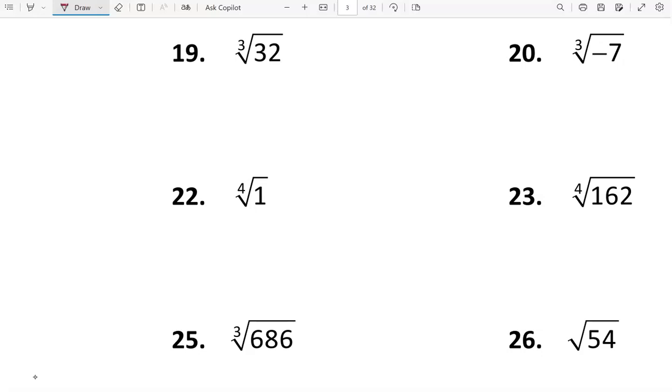In number 19, we have the cube root of 32. We are looking for our perfect cube factors, and the cube root of 8 is one of the factors of the cube root of 32. So the cube root of 8 times the cube root of 4 gives us 2 times the cube root of 4.